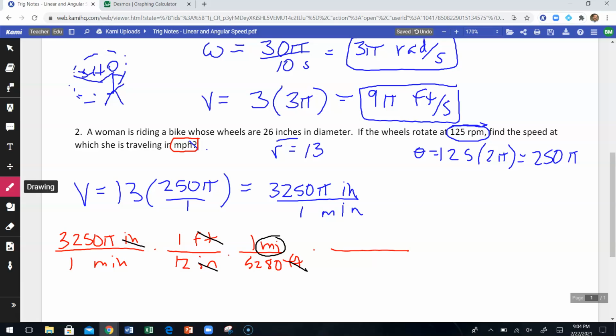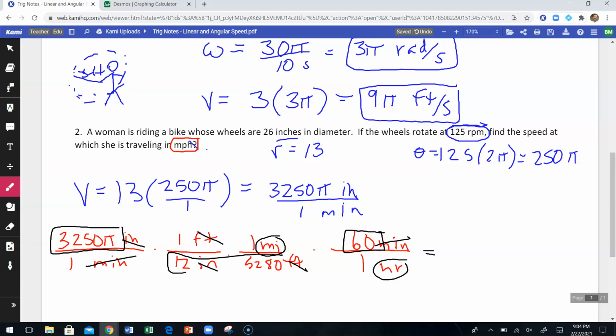So we need to get rid of our minutes. So there are 60 minutes in 1 hour. And by doing that, we can cancel the minutes out, and we'll be left with miles on top and hours on bottom. So essentially what you're doing here is you're taking this 3,250 pi and multiplying by 60, and then dividing by 12 times 5,280. And if you do that, you get an answer of 9.7 miles per hour.